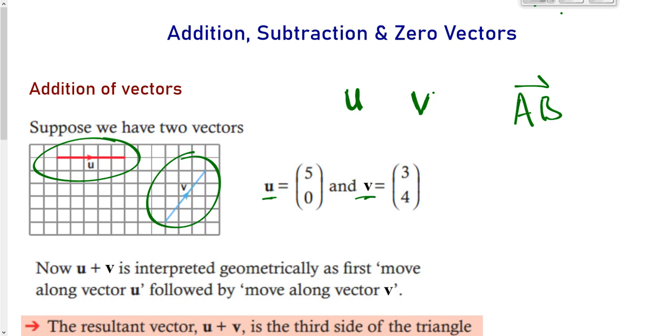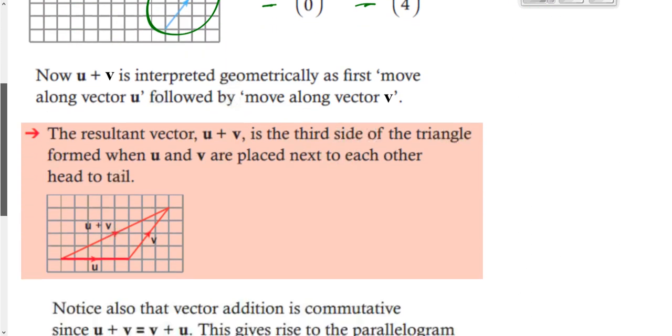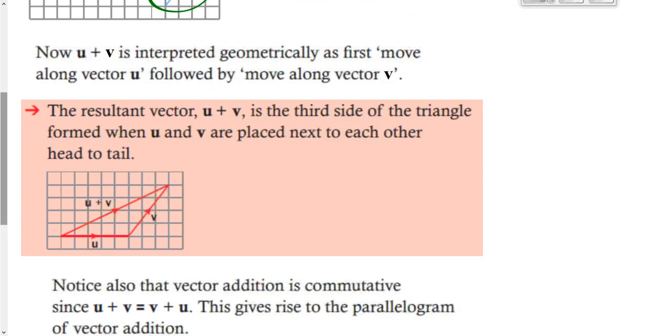Now, if we're going to add them together, what does that mean? What that means is that we're adding from u to v. It means we're moving along vector u, from the start of u. The direction is very important here. And then we're moving along vector v.